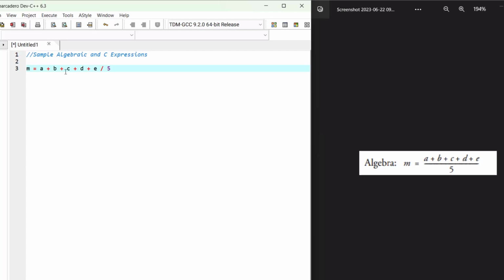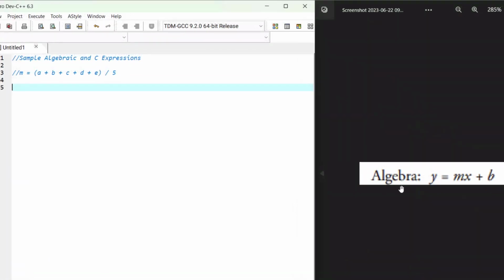Now it's very important to put this part into parentheses so that C understands to evaluate this part first and then divide it by 5. Now let's go and add the parentheses because it's very important to have them. And that's it. This is a correct C expression for this algebraic expression.